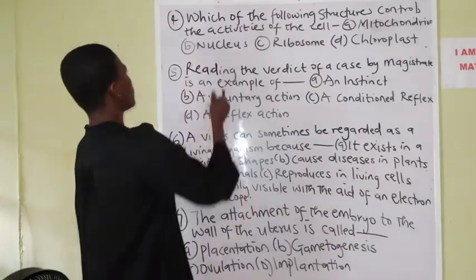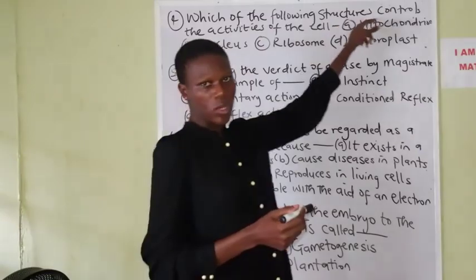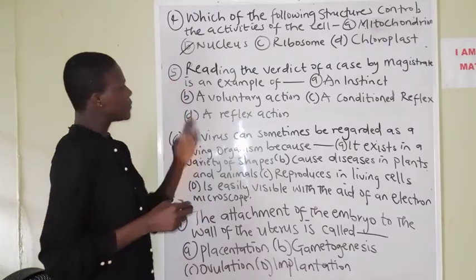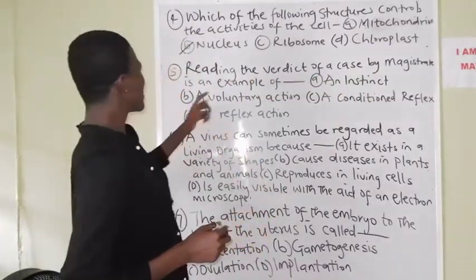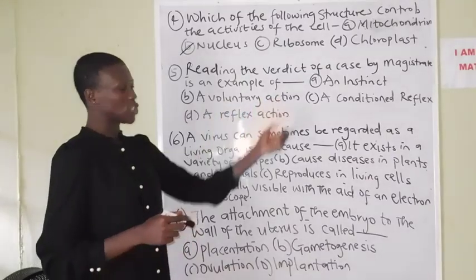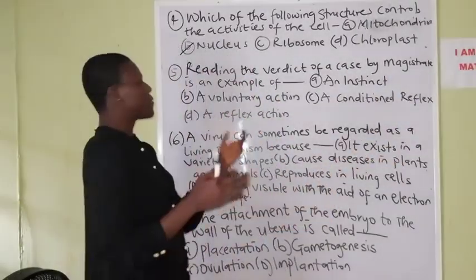The nucleus. The nucleus controls the activities of the cell. Okay, that's what the nucleus does. Now the next question says, reading the verdict of a case by a magistrate is an example of dash. A, an instinct. B, a voluntary action. C, a conditioned reflex. D, a reflex action.